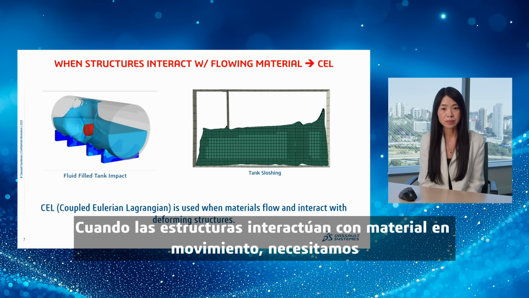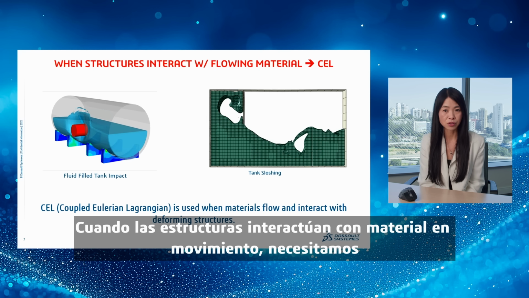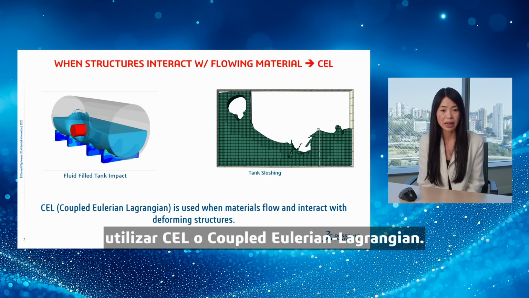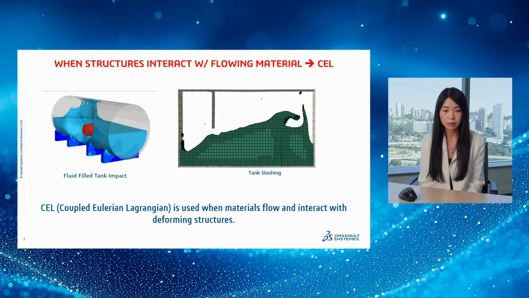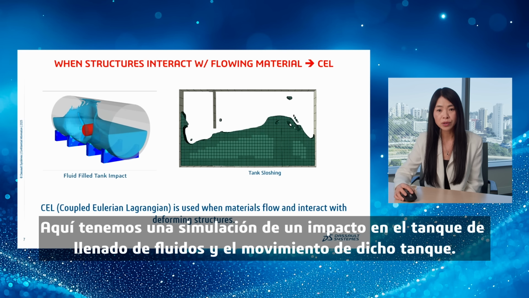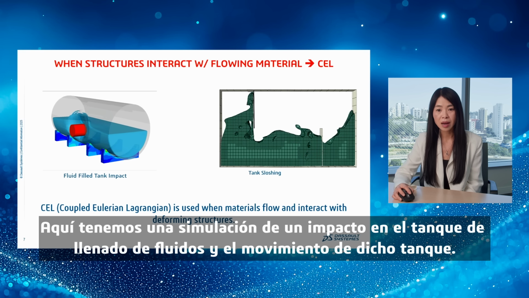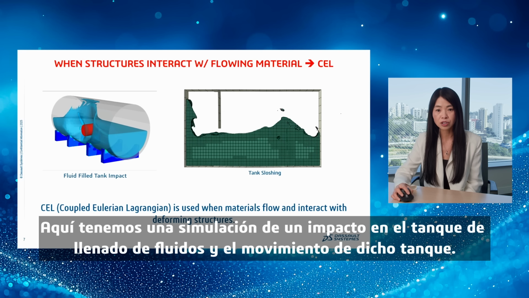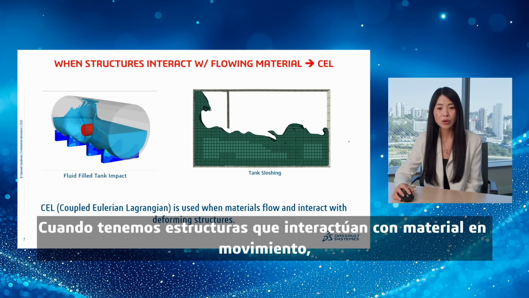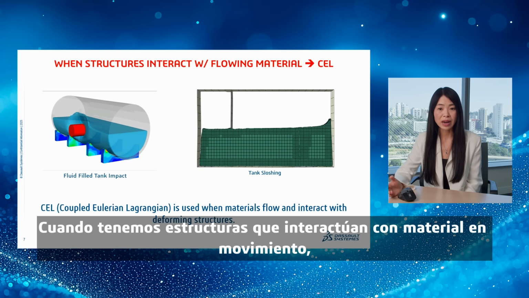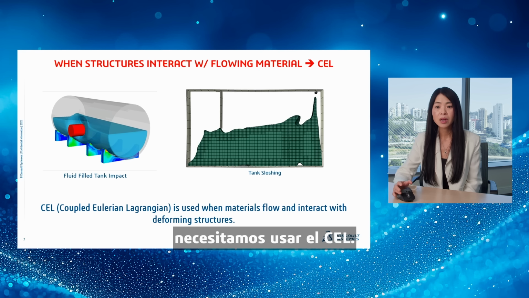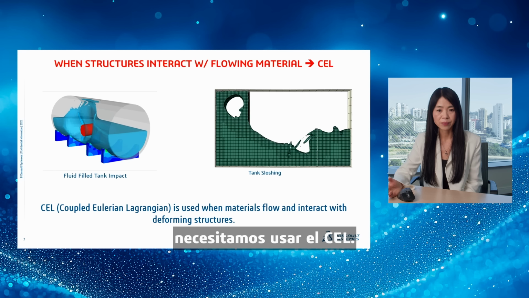When structures interact with flowing material, we need to use CEL, or coupled Eulerian Lagrangian. So here we have the simulation of a fluid-filled tank impact and a tank sloshing. When we have structures interacting with flowing material, we need to use CEL.